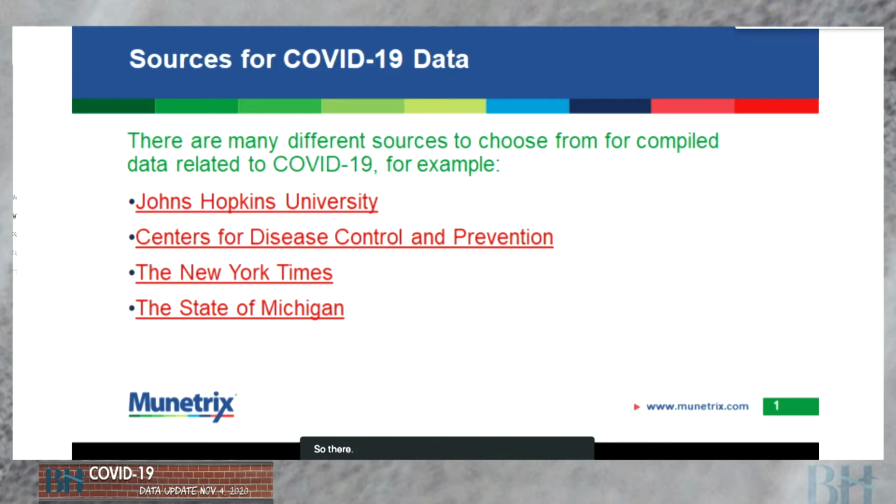So there are many different sources to choose from for our compiled data, which is related to COVID-19. These are just a few of the examples that are out there. There's Johns Hopkins University, there's the Center for Disease Control and Prevention, there's New York Times, which feeds into COVID Act Now, there's the state of Michigan, and there are many other data sources as well. Next slide.